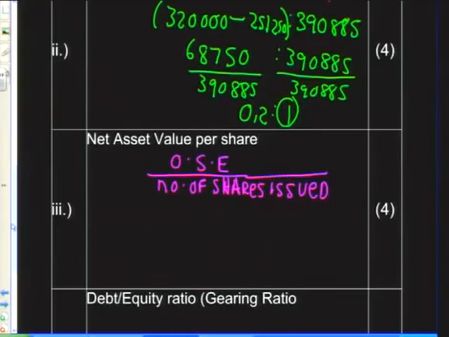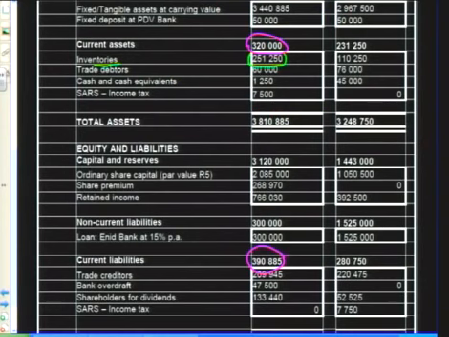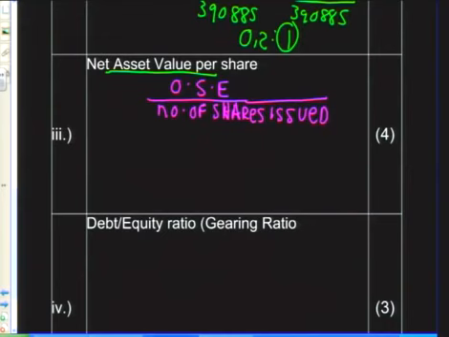Right, the next calculation, guys, is your net asset value per share. So let's look at the formula. Ordinary shareholders' equity divided by number of shares issued. Right, ordinary shareholders' equity, I'm going to pick that from my balance sheet. So I'm looking for equity. There's my equity. My ordinary shareholders' equity is a sum of these 3 items: ordinary share capital, share premium, retained income. If I add up these amounts, the total at the top is my ordinary shareholders' equity, 3,120,000.